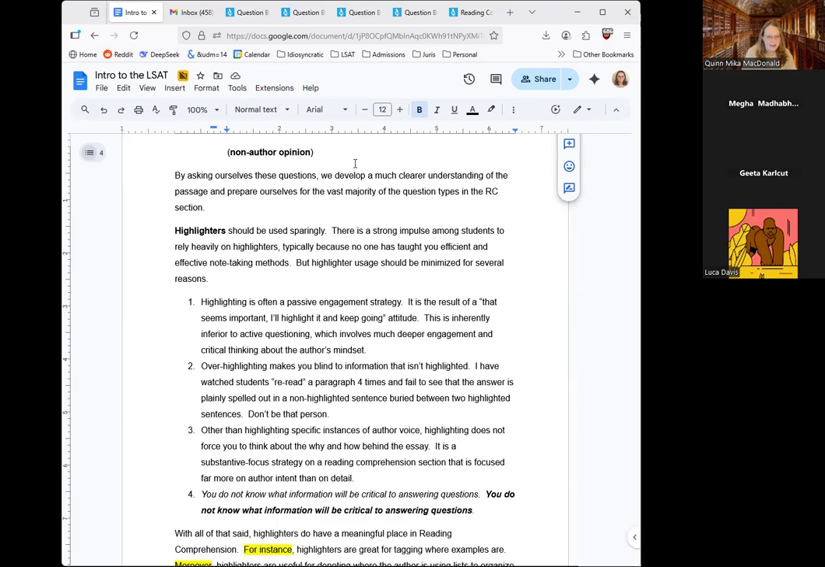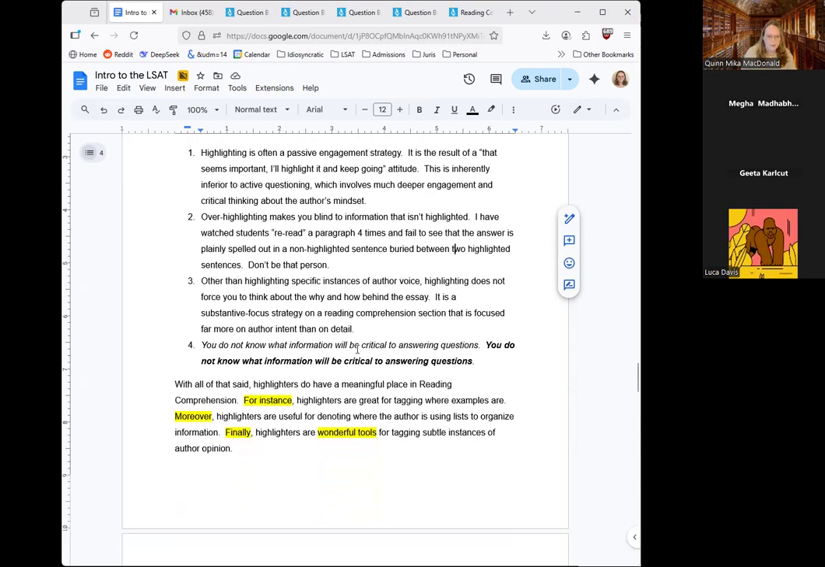Number two, over-highlighting can make you blind to the information that isn't highlighted. I have seen students reread a paragraph 4 times and fail to see an answer that is just blatantly spelled out in that paragraph. And the reason is because the detail they're looking for was in a non-highlighted sentence, and it was buried between 2 highlighted sentences. And so they became blind, right? I watched them for 2.5 minutes reread that paragraph and not see the answer, which was plain as day. Don't be that person, okay? Do not create a situation in which you totally fail to read the text because you've highlighted so much of the text.